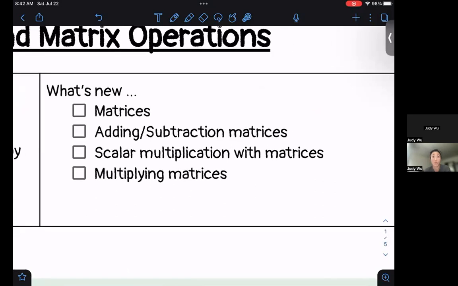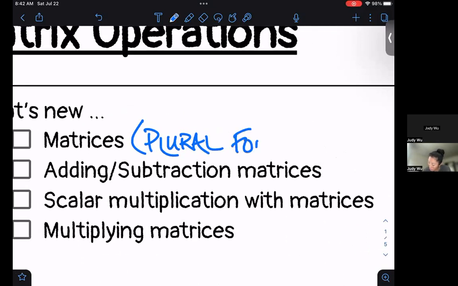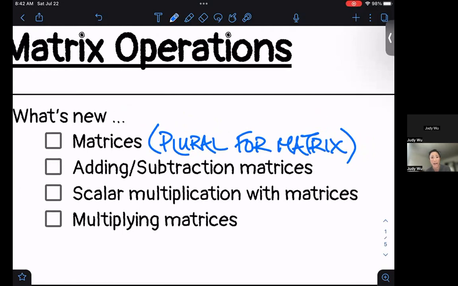Now, what's new? In this section, we're going to take a look at something called a matrix. Matrices is really the plural for matrix. If you have one, you have a matrix, but if you have 2 or more, you have matrices. We're going to take a look at some of the very fundamental things about matrices in this section. So we're not actually going to get to a ton of the applications, but rather we're going to look at adding and subtracting them. We're going to look at scalar multiplication, and we're going to look at how we multiply matrices.